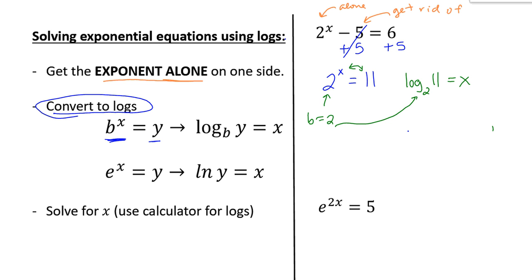Now I'm going to rewrite that the other way. I like my x's on the left. So here's what I've got. x equals log base 2 of 11. That's how that's written. Now log base 2 of 11 is not a number that you can just come up with. You're going to use a calculator, right? So you solve for x and you're going to use a calculator for the logs.